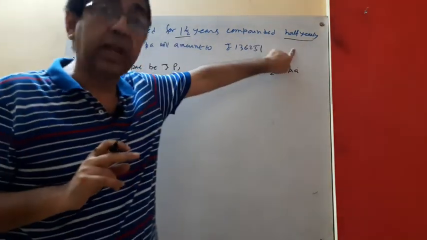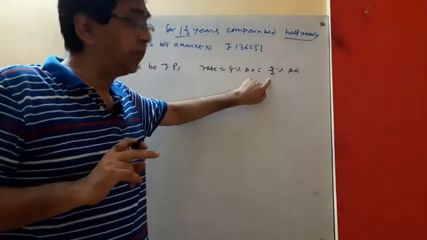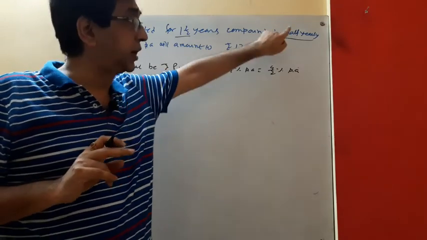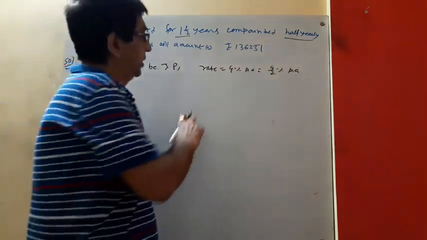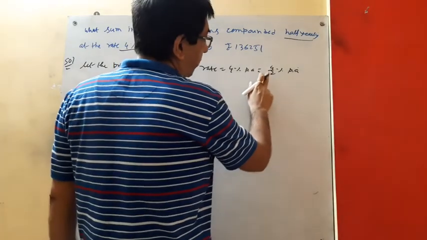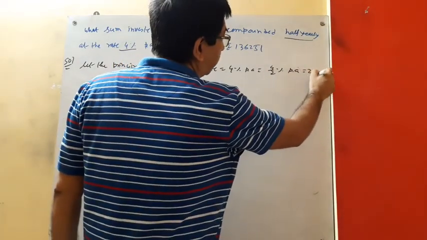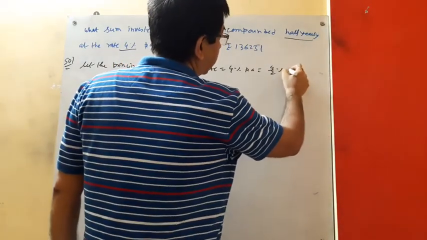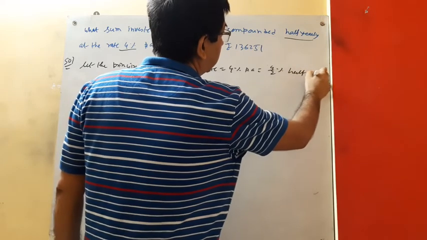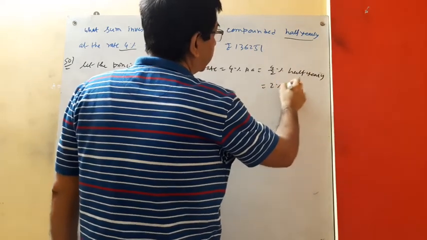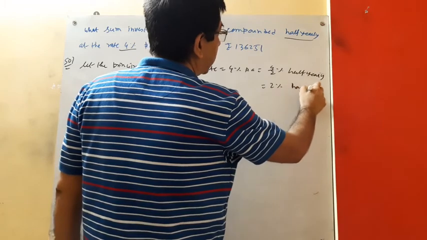If it is given quarterly, then by 4. Okay. So rate 4% per annum, that is 4 by 2% per annum, that is 2% half yearly. Sorry, 2% half yearly. That is 2% half yearly.